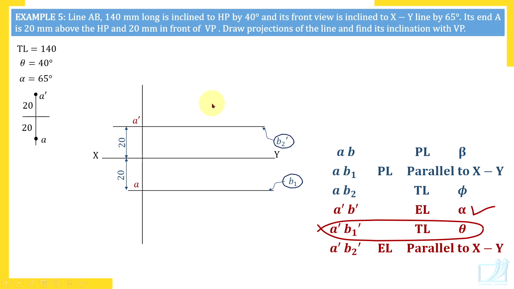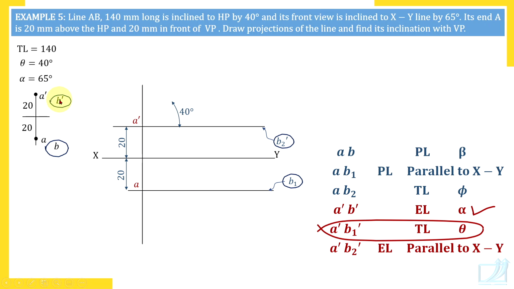Remember, if not given, you assume end B, the other end, in the first quadrant. So it's our assumption that end B is in the first quadrant. And if end B is in the first quadrant, then front view above, top view below. Front view above, top view below. And that is why we are measuring 40 degrees upwards.